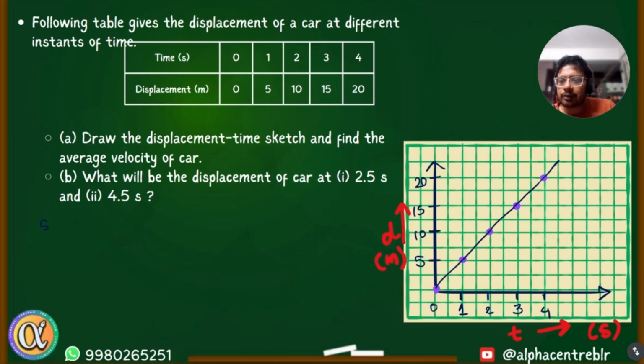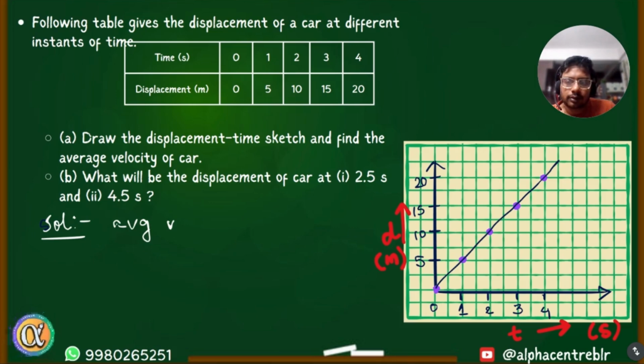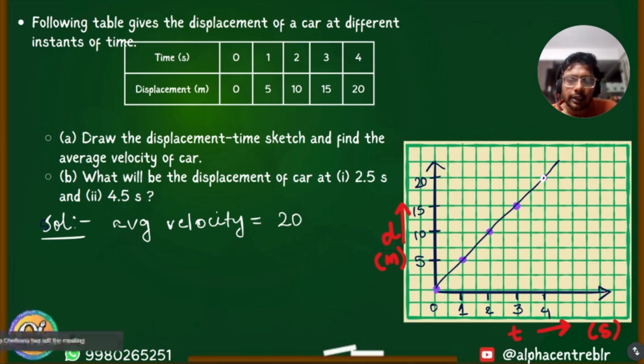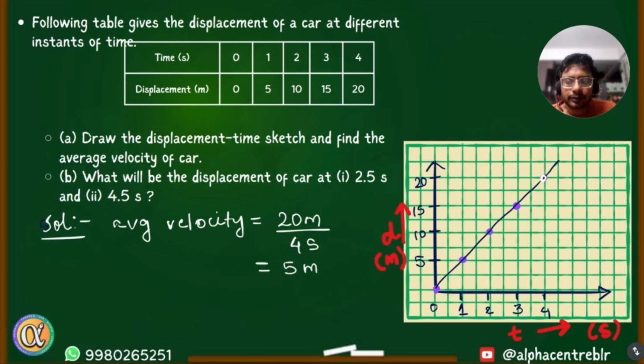First part of the question says find average velocity. So average velocity we studied is total displacement by total time. For this car, what is total displacement in 4 seconds? Can I say total displacement? 20. 20 meters. Okay, good. And in how much time? 4 seconds. So therefore average velocity is 5 meter per second. Simple.